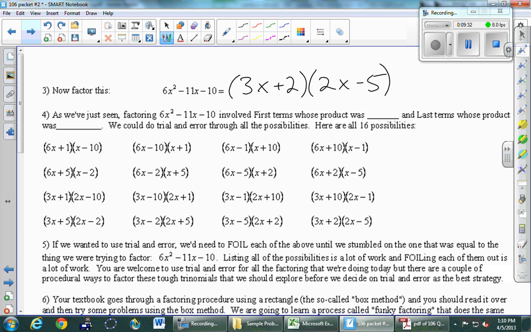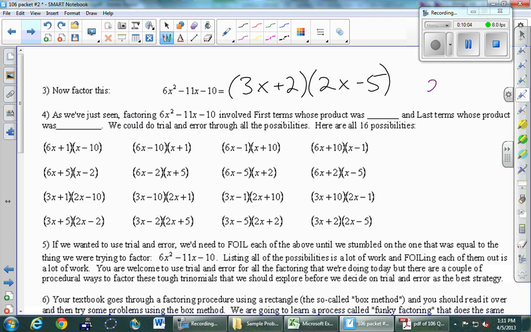Okay, so number 4 here. As we've just seen, factoring 6x squared minus 11x minus 10. Everybody know the word factoring? We're using it all the time now. Factoring means turn into a product. Right here, I would say this is a sum or a difference, a couple of differences, subtraction. What's the main operation in between? It's multiplication. So we turned addition or subtraction into multiplication. That's what factoring means, okay?